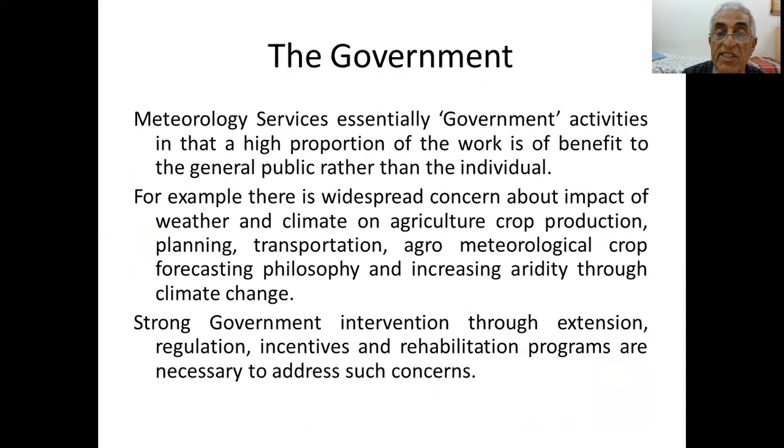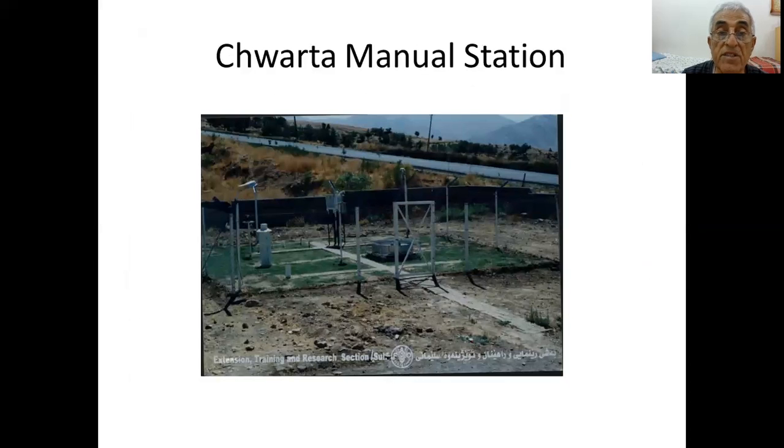Meteorology services are essentially government activities in that a high proportion of the work is of benefit to the general public rather than the individual. For example, there is widespread concern about the impact of weather and climate on agriculture crop production, planning, transportation, agrometeorological crop forecasting philosophy, and increasing aridity through climate change. Strong government intervention through extension, regulation, incentives, and rehabilitation programs is necessary to address such concerns. And this is Shuarta Manual Meteorological Station.